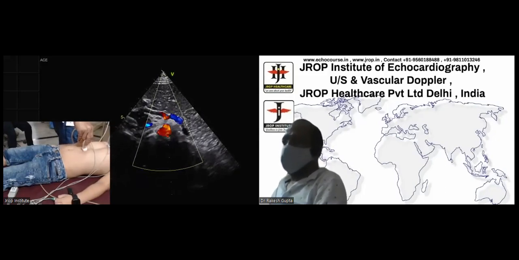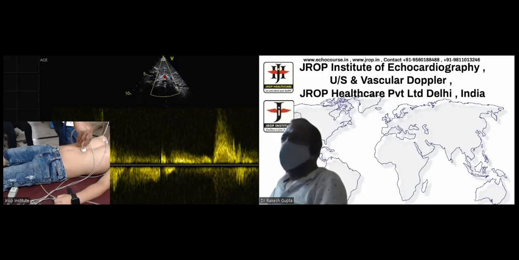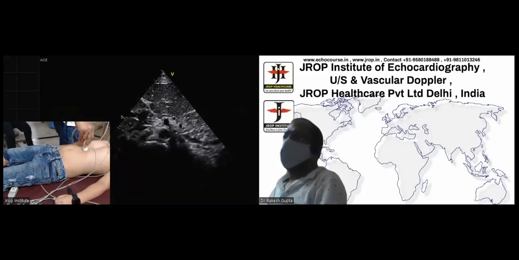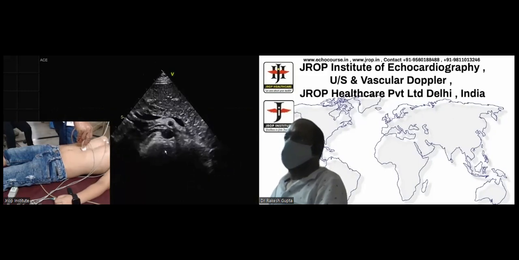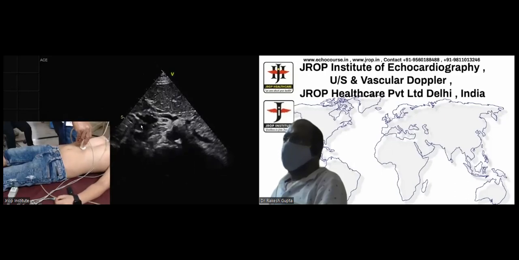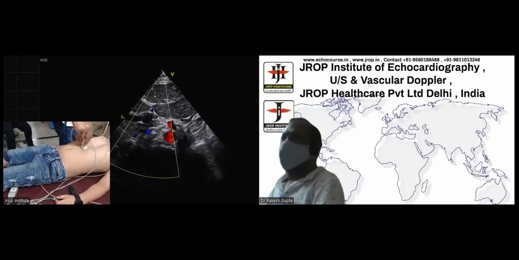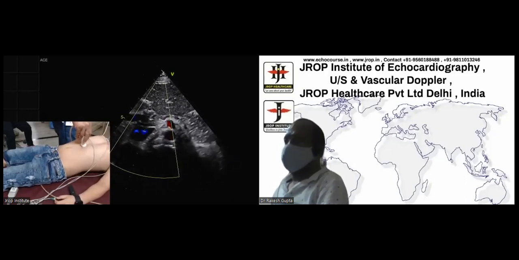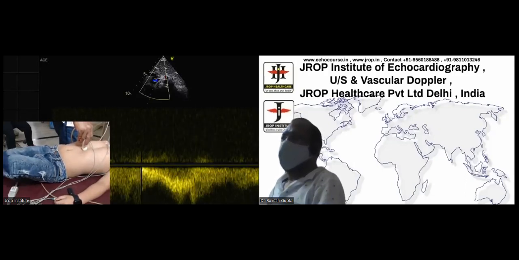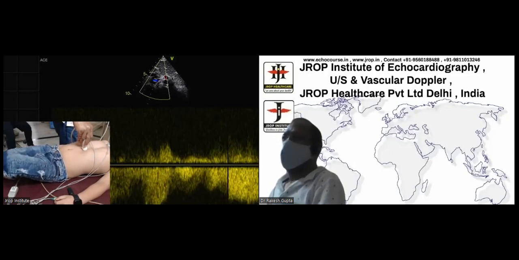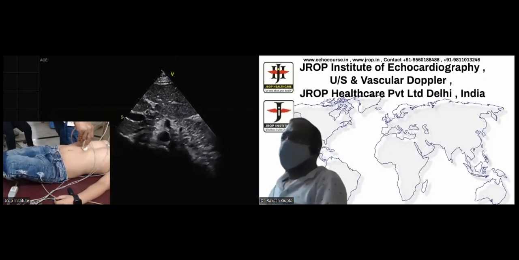So I'm going to keep my sample volume on this pulse. And look, it's a pulsatile structure. This pulsatile structure is on the left side of the screen. This is the center, this is the left side, this is the right side. On the right side, if I put my sample volume on the blue color, look, it shows respiratory variations. Is that okay? Anyone can open the mic and say yes or no. Yes, sir. Okay.